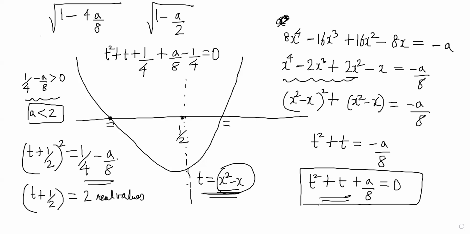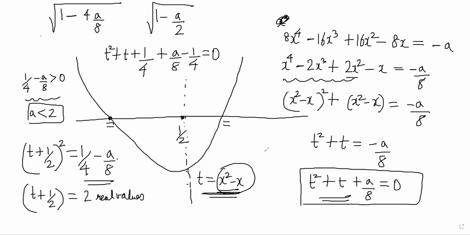But still, how do you get it so easy? How are they suddenly getting it? There is no logic given. How did they get the minus 3 by 16 part? They are trying to find the maximum or minimum of this t square plus t plus a by 8. Okay, so they found the minima. It is still not very clear what he has done.